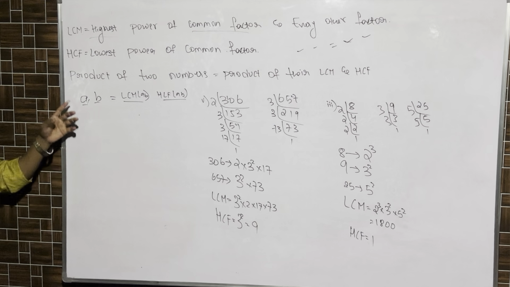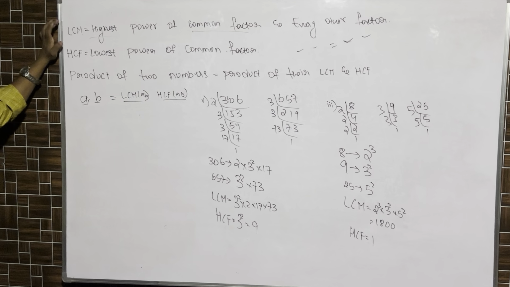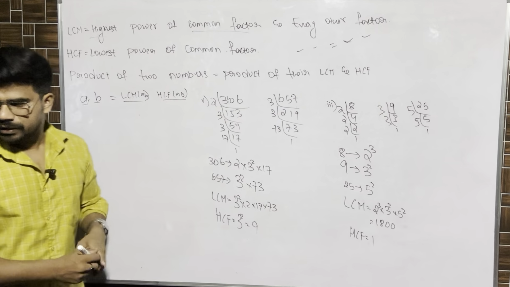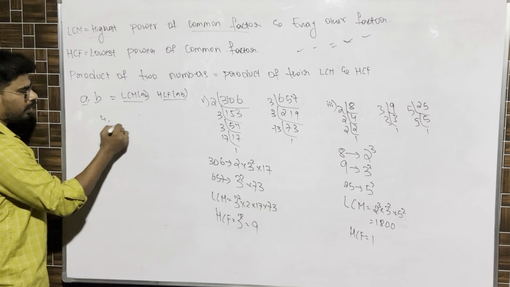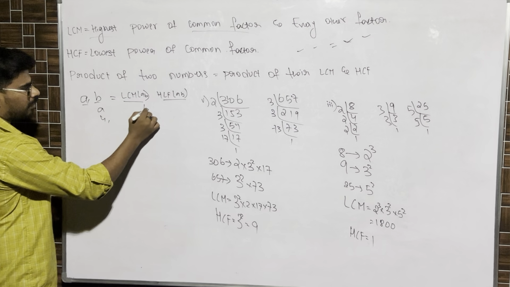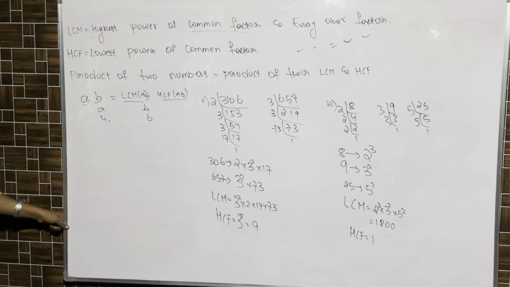Right? For example, we have completed LCM and HCF. The next topic is that the product of two numbers is equal to the product of their LCM and HCF. For example, we are considering two numbers, 4 and 6. A is 4 and B is 6. We have to find the LCM and HCF of 4 and 6.